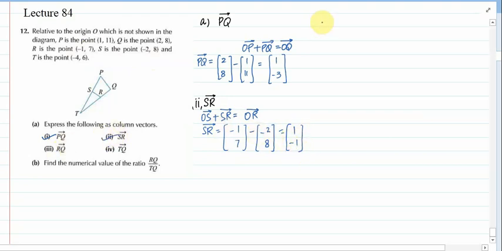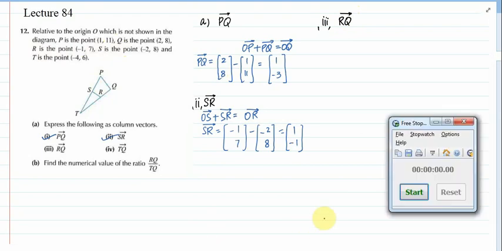After SR, it's RQ. You have the column vector of R and you have the column vector of Q. With the same pattern, you can find the vector RQ, and you have 40 seconds.